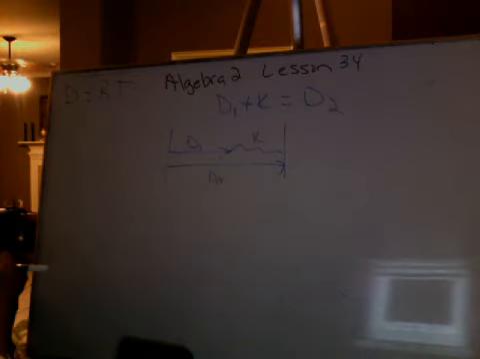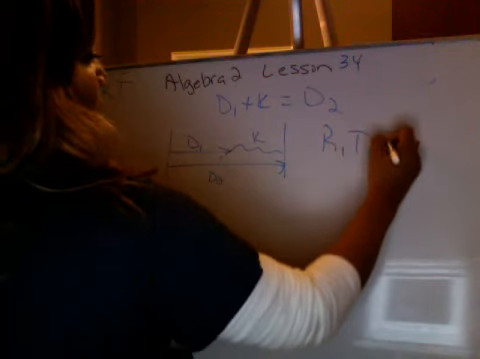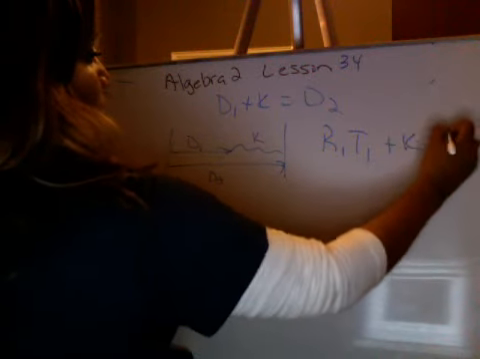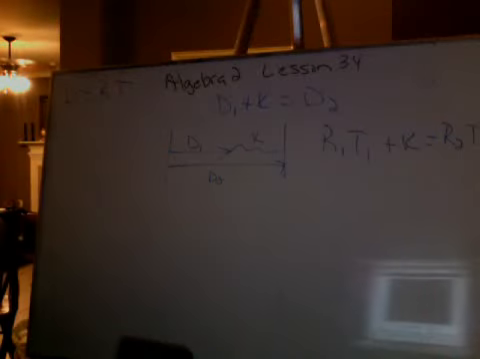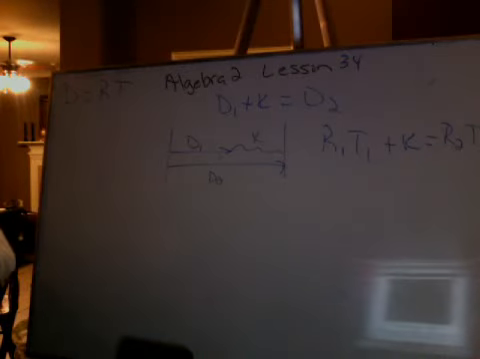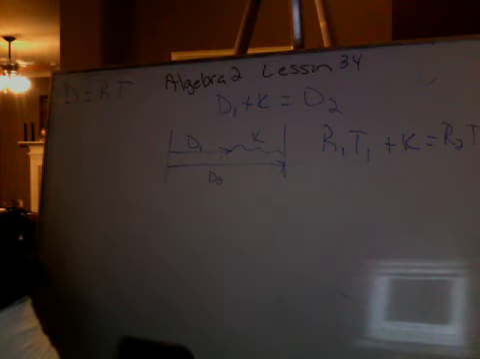So basically we're going to have R1 T1 plus k equals R2 T2. Alright, so let's look at an example. This is example 34.1. Millicent began the journey at 6 a.m. at 50 kilometers per hour. Beauregard began to chase her at 10 a.m. at 60 kilometers per hour. What time was it when Beauregard got within 40 kilometers of Millicent?